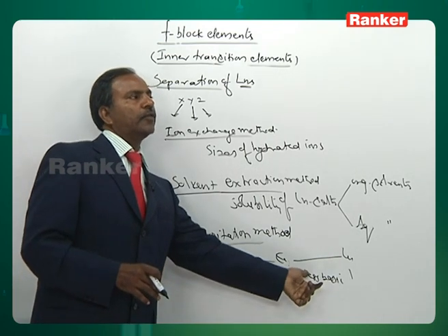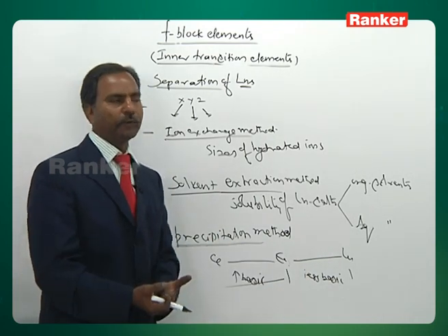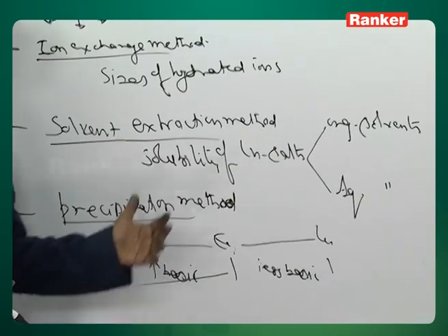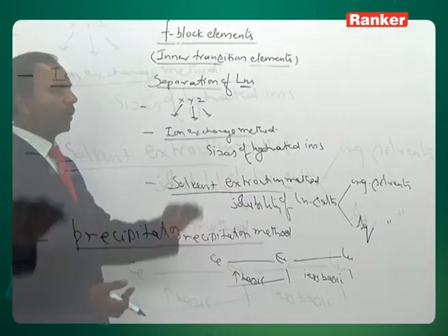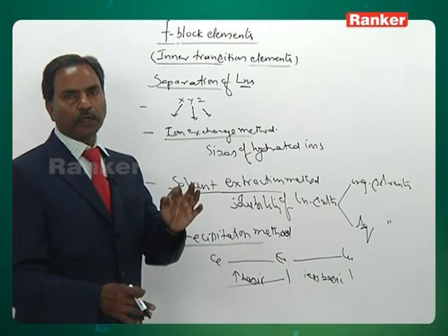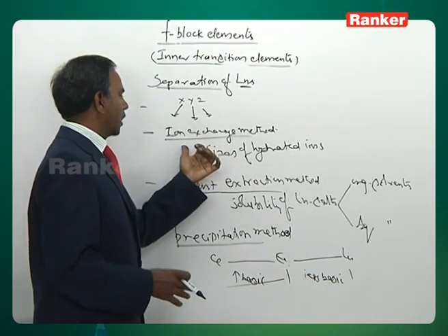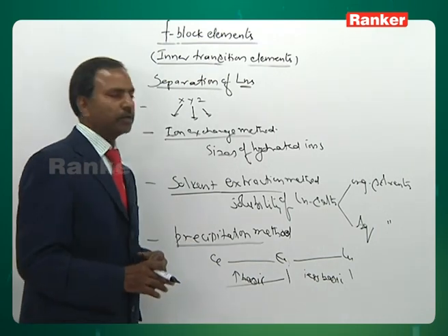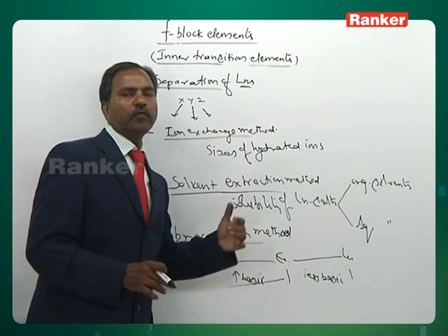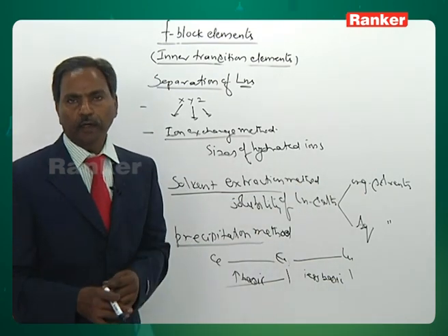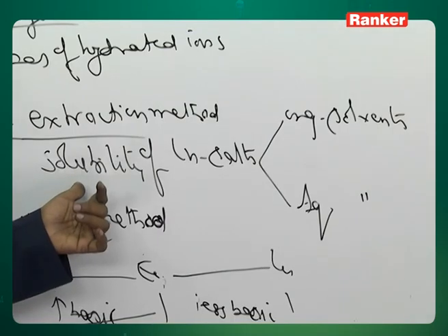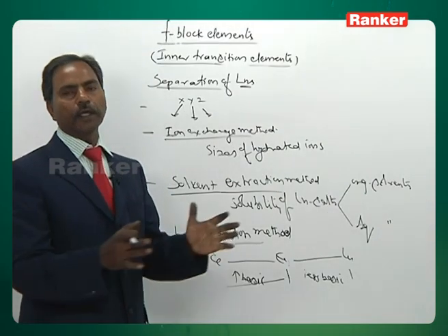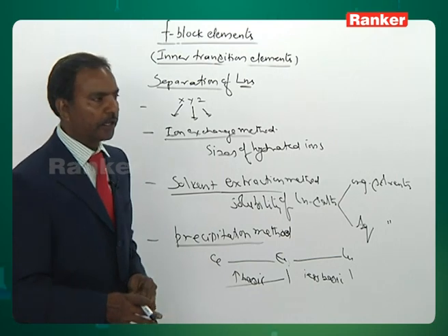The right hand side lanthanides are rapidly precipitated in comparison to the left hand side lanthanides. Accordingly, we can separate one lanthanide from the other. These are the three methods we apply. What you have to remember is which factor each method depends on. The ion exchange method depends on the sizes of hydrated ions, and the solvent extraction method depends on the solubility of lanthanide salts, whether in organic or aqueous solvent. Some salts are highly soluble in organic solvent, some more soluble in aqueous solvent, and based on their solubility, we can separate one from the other.